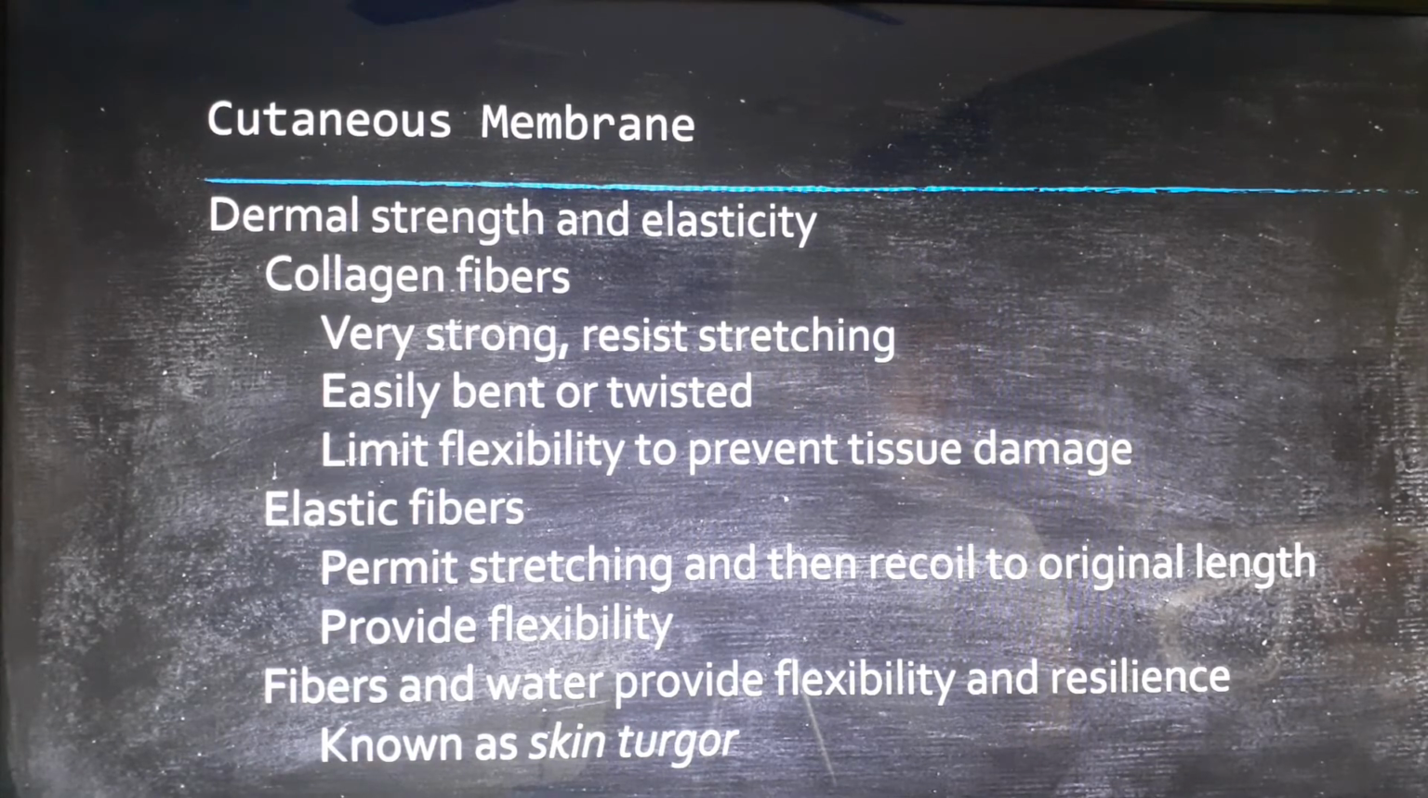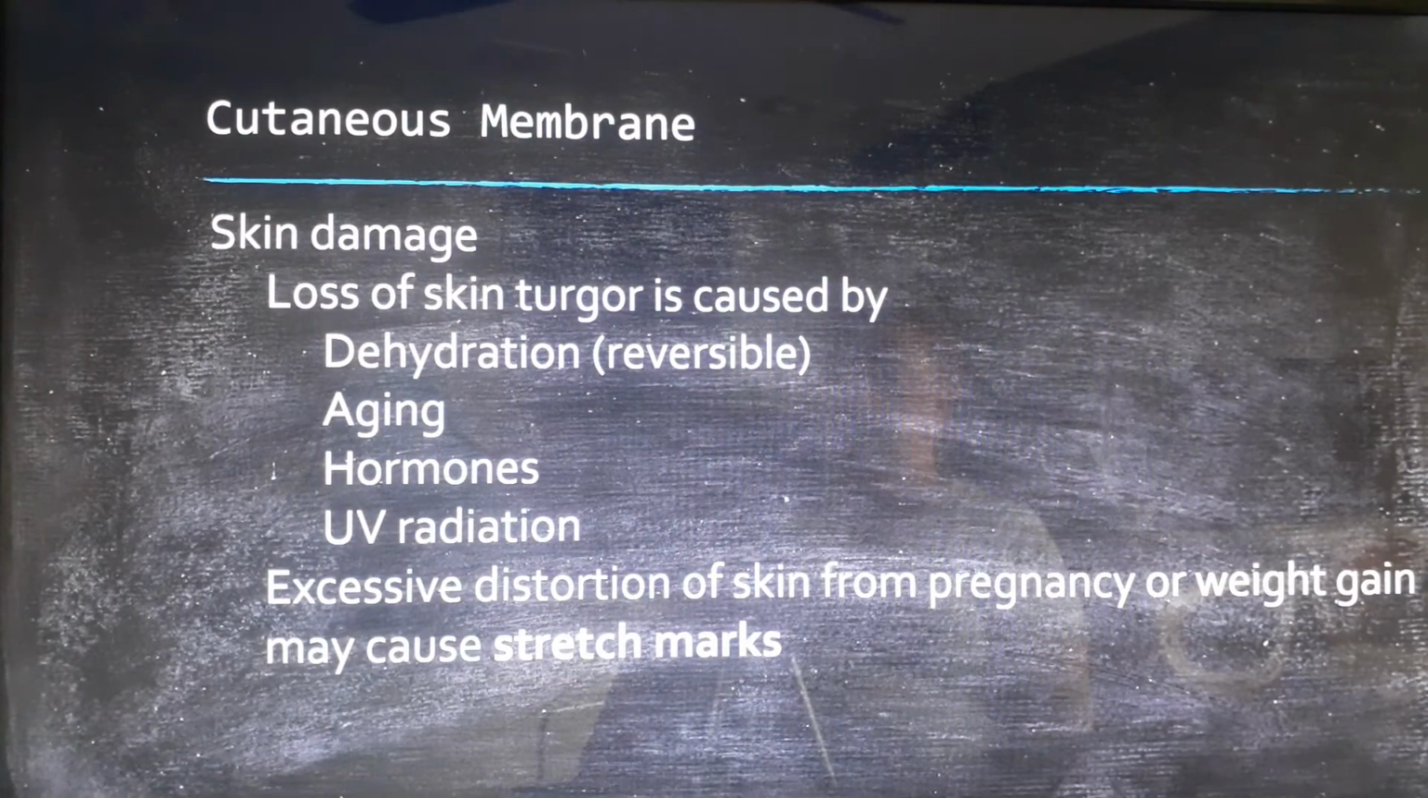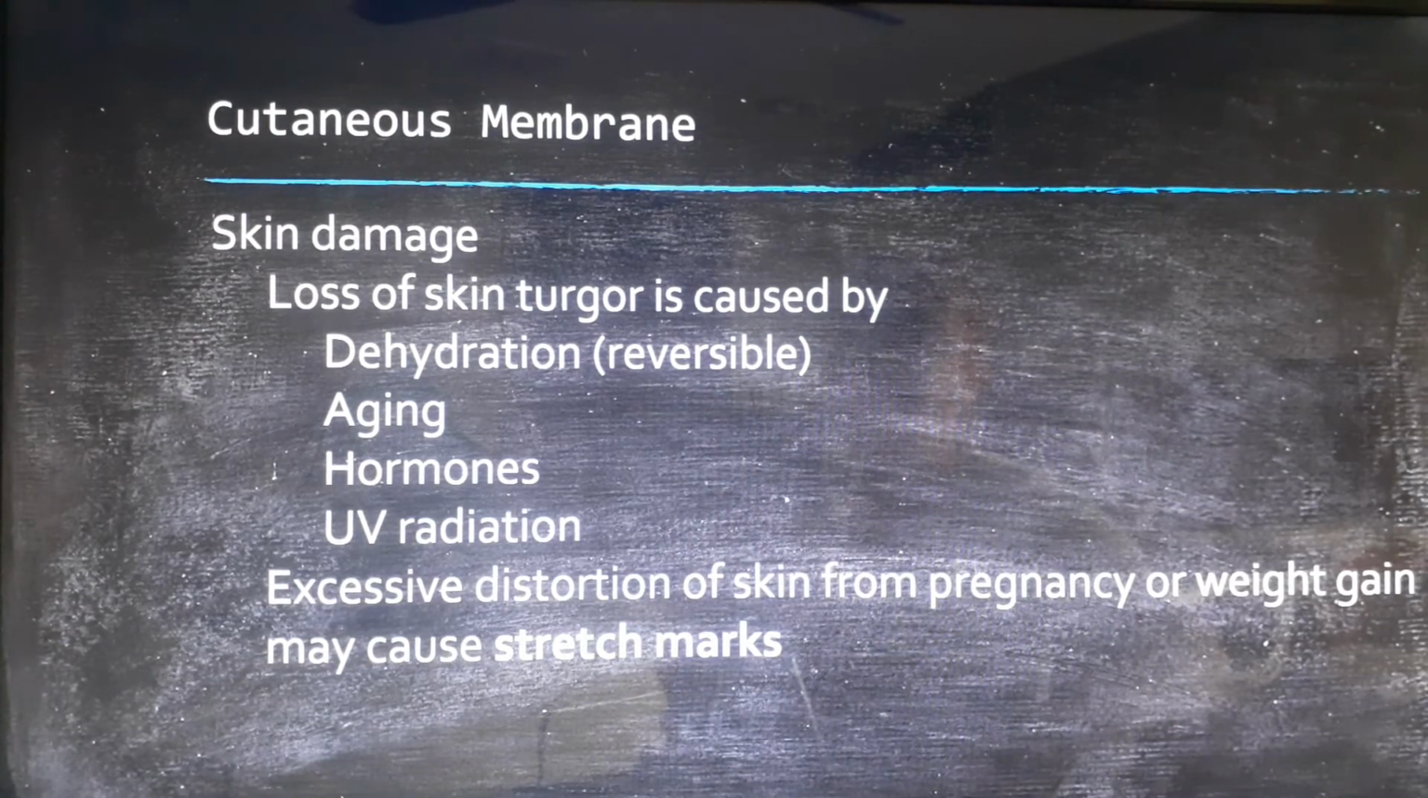And then between the fibers and the water that they draw in, your skin has a certain amount of pressure behind it that makes it stand out smoothly. That's called skin turgor. Now, if you have damaged your skin, you can lose skin turgor because number one, you're dehydrated. That's reversible. A way to tell if you're dehydrated is to pinch the skin on the back of your hand, and if it stays kind of in the pinched upright position, you're dehydrated. You need to go get some water. If it falls back down and flattens out, then your skin turgor pressure is high enough. You're not dehydrated.